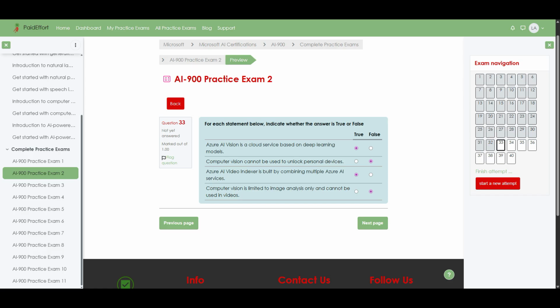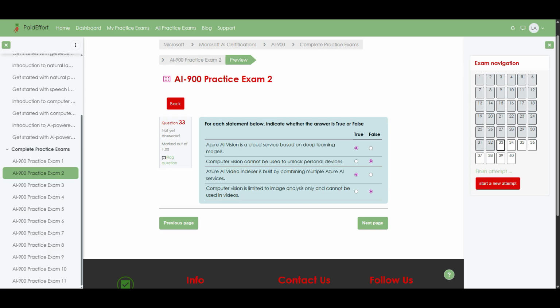To begin with, Azure AI Vision is indeed a cloud-based service that uses deep learning to power image and video analysis. It provides both pre-built models and customizable ones, making it suitable for a range of tasks like object detection, OCR, and facial recognition. Next, the idea that computer vision cannot be used to unlock personal devices is incorrect. In reality, facial recognition, a major application of computer vision, is commonly used in smartphones and laptops for secure access.